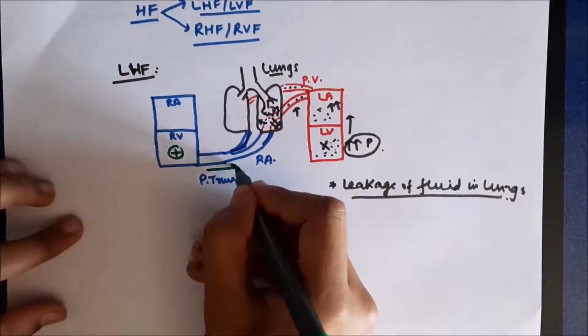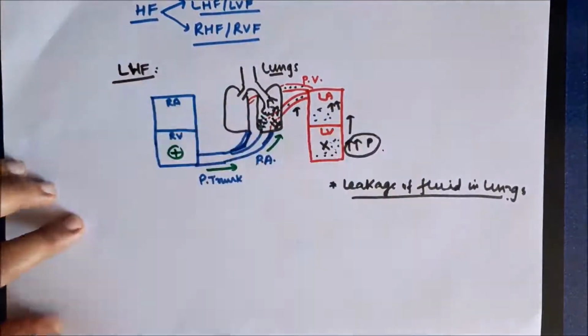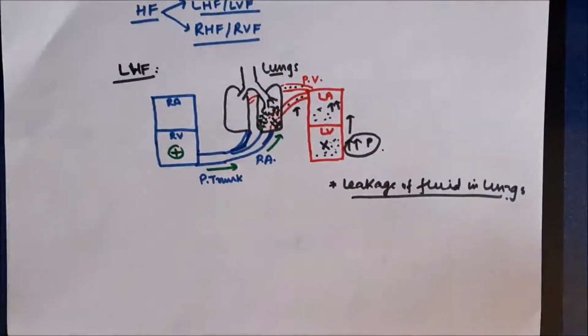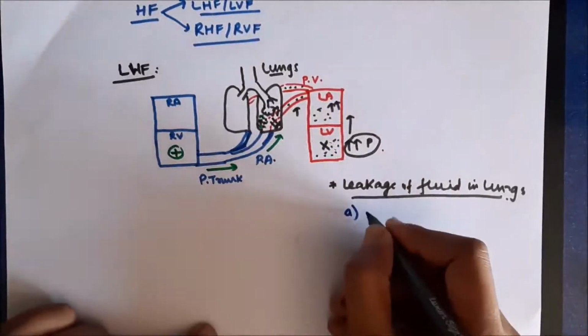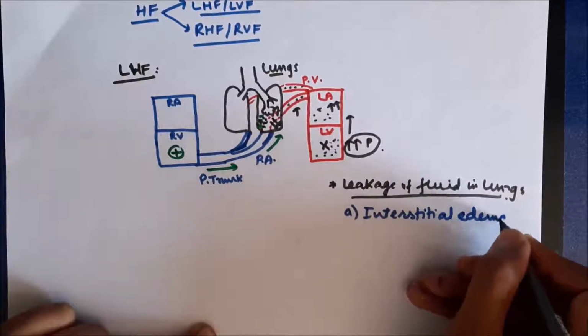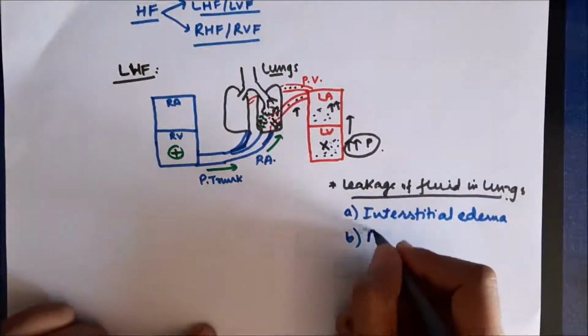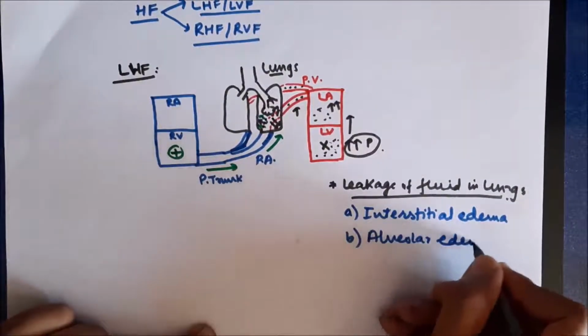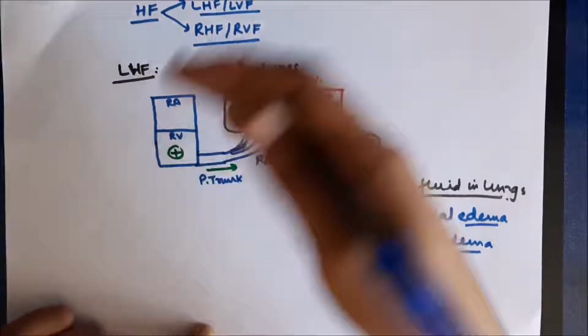Now this will be further exaggerated, because if the right ventricle is operating normally, it will push blood again to the pulmonary capillaries, so that will result in further increase in pressure. So initially there will be leakage of fluid in the interstitium of the lungs, resulting in interstitial edema, and when this fluid goes on increasing, it will enter into the alveoli, resulting in alveolar edema.